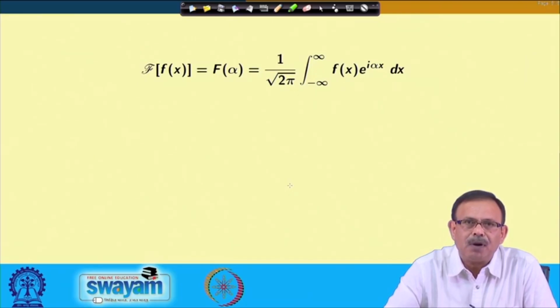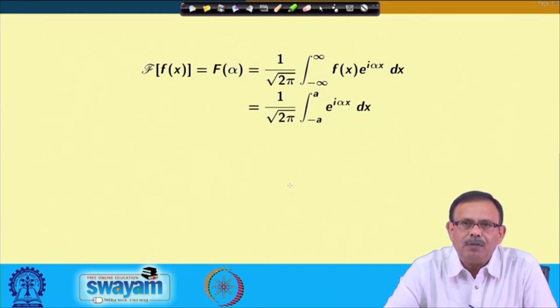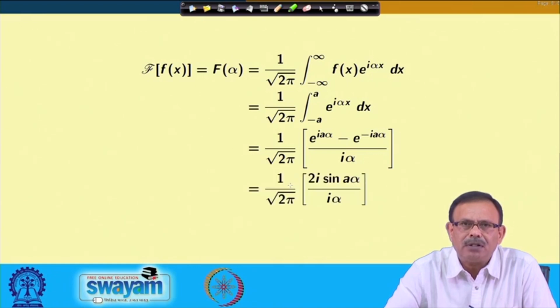From here, the Fourier transform of f x I am writing from the definition: 1 by root 2 pi, minus infinity to infinity, f x e power i alpha x dx, and this will be only from minus a to a, where the value of f x is 1. In all other intervals the value is 0. So, I am rewriting the integral as minus a to a. Then I am just evaluating the integral and substituting the limits. I will get this integral. This I can write in the form of sine like this. So, once I am getting this, that is the Fourier transform of the function f x. This was the first part of the problem.